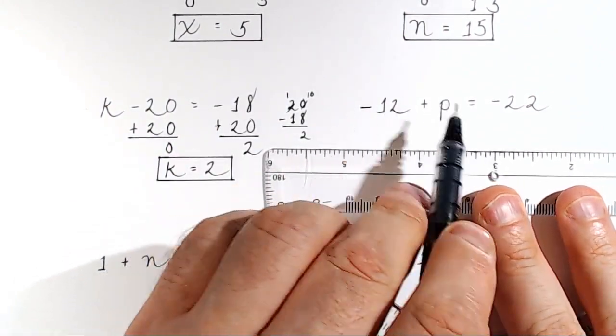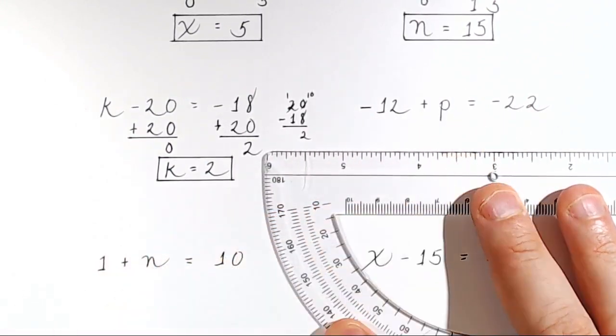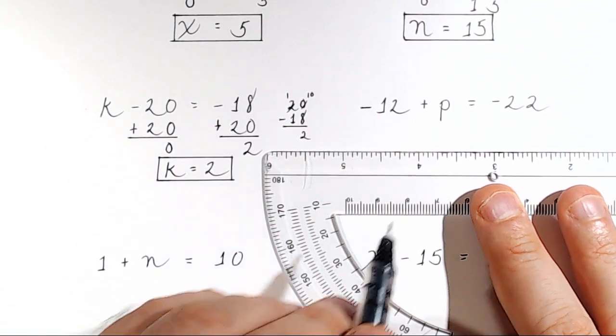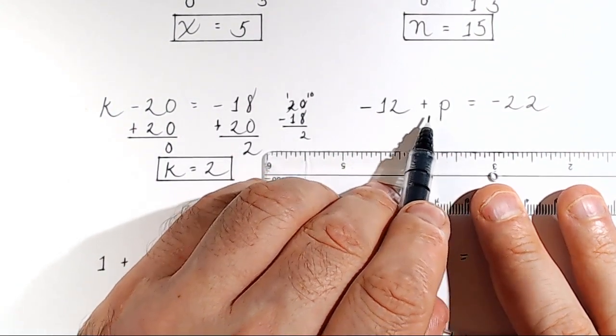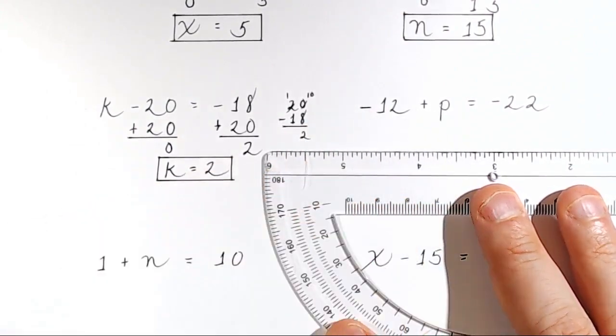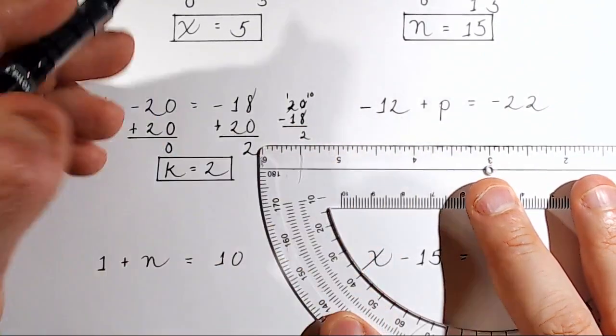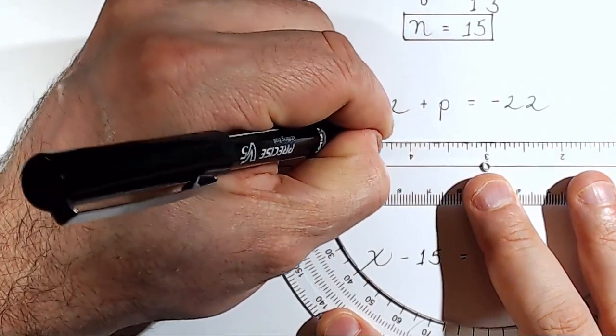Now we've kind of switched positions here. We have negative 12 plus p equals negative 22. So how do we get p by itself? Well, currently we have p plus negative 12. You can read this both ways. Negative 12 plus p, p plus negative 12. Negative 12 plus p equals negative 22. Because we have negative 12 right here, we have to add 12 to both sides.